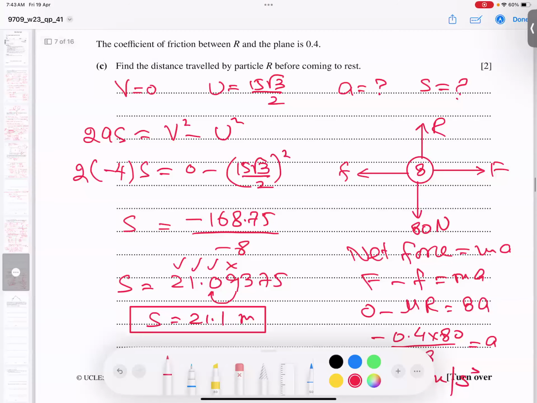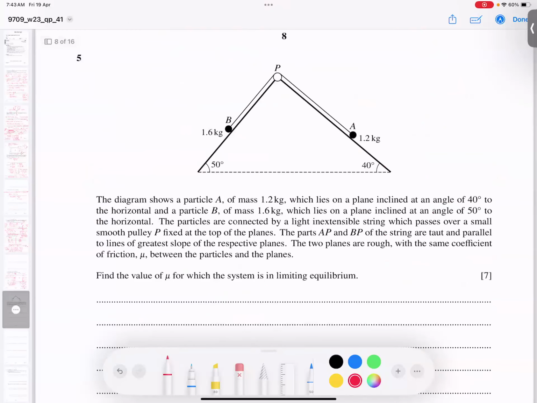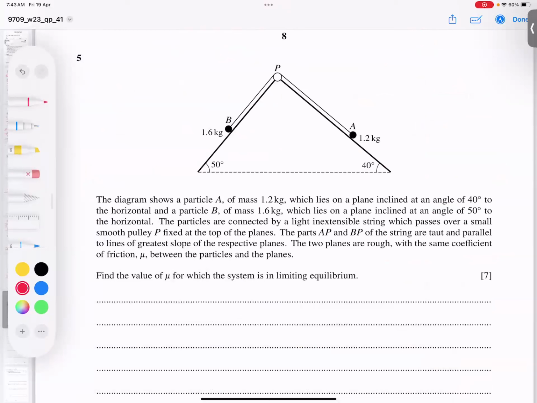So let's go for the next question, number 5. What a question we have. Read and write. The mass of particle A is given here, which is mentioned in the diagram. Don't write it out; save your time. And the mass of particle B is given here.